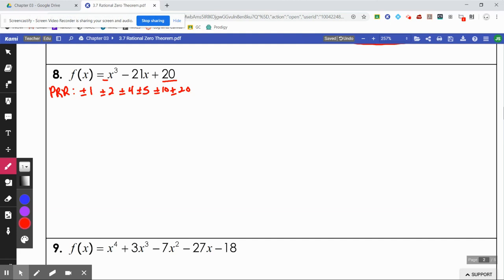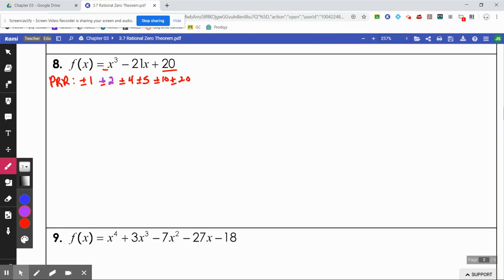So now what do we do? We test them till we find one that works. Let me change colors here, and let's pick one randomly to test. I'm going to test a positive 2. So synthetic substitution, when I plug 2 in. Do I have to use this method of plugging it in? No, you could do 2 to the third is 8 minus 42 plus 20, which I don't think is going to work, but we'll try it out. So 1x to the third, 0x to the second, negative 21x, positive 20. Bring down the 1, multiply, gives you 2. Multiply 4, negative 17, times 2 is negative 34. That'd give you negative 14.